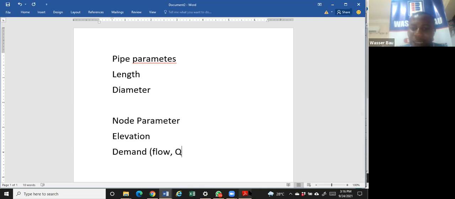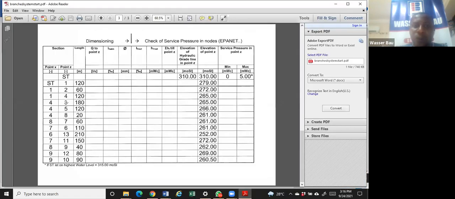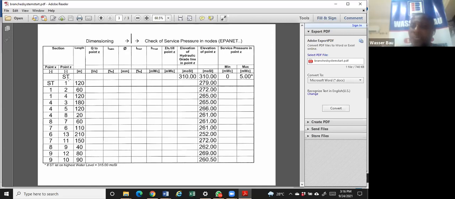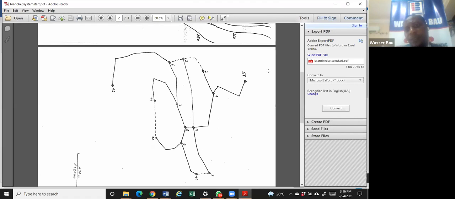So that's exactly what we have here. But to determine those 4 parameters, you might need other parameters. For instance, you must have a beginning and an end. So this is storage tank to point 1, point 1 to point 2, point 3 to point 4, point 4 to point 3. So if you are looking at this, you relate it with this.